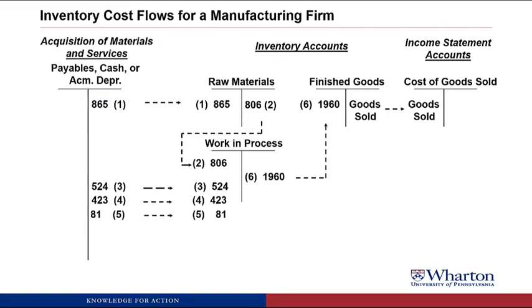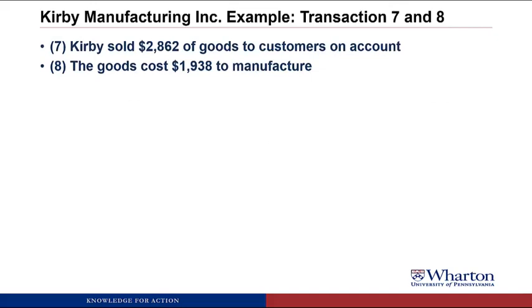The next step is we actually sell the finished goods to our customers. So we want to pull the cost of those goods out of the finished goods inventory account and put those costs into the cost of goods sold expense account on the income statement. So Kirby sold $2,862 of goods to customers on account. The goods originally cost $1,938 to manufacture. I'm going to put up the pause sign and I want you to try to do both journal entries at once because these two journal entries always go together.